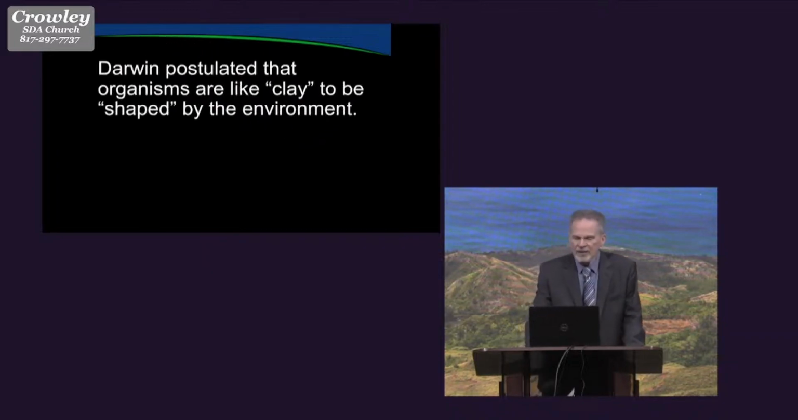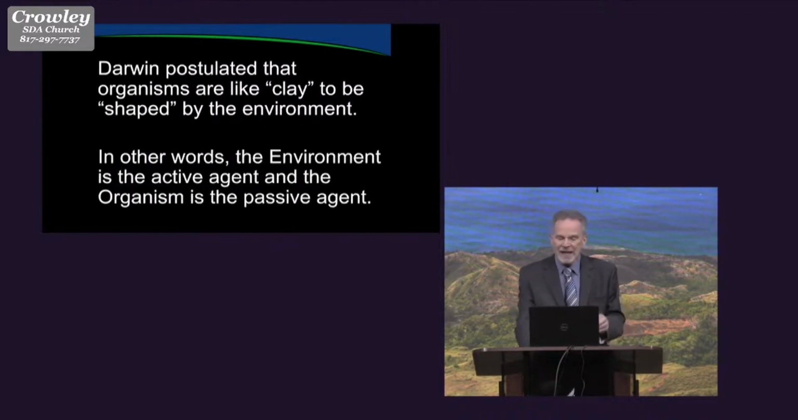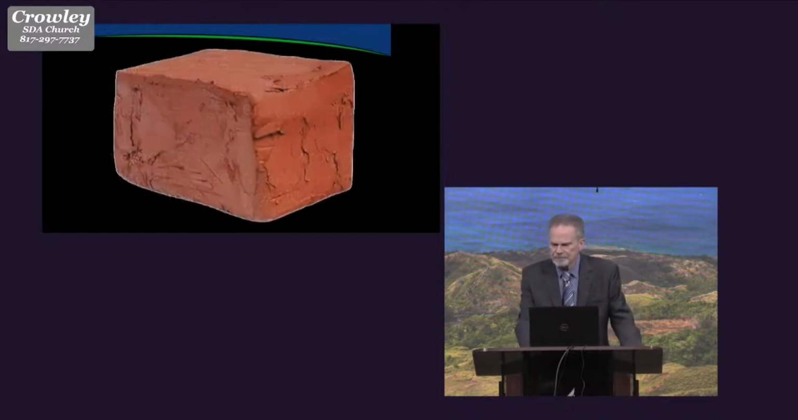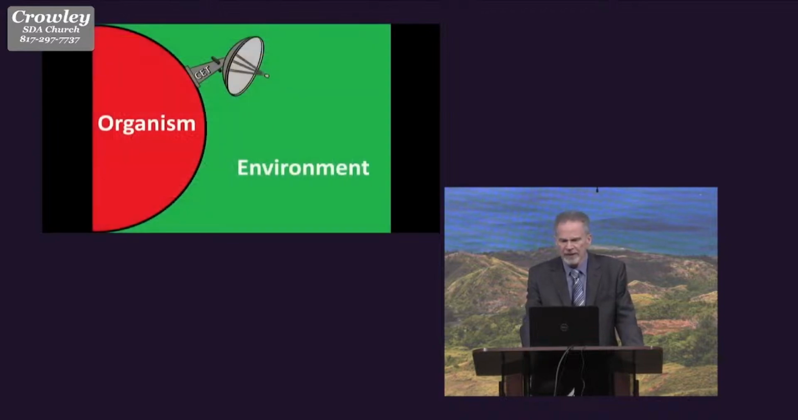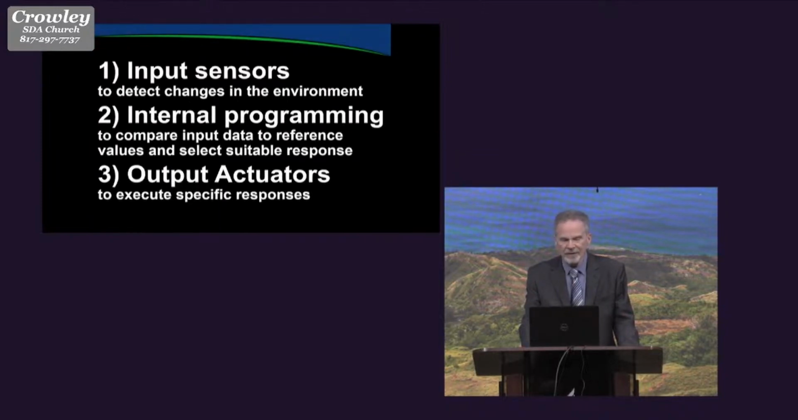Darwin postulated that organisms are like clay to be shaped by their environment. In other words, the environment is the active agent and the organism is the passive agent. That's how Darwin saw things, okay? He saw it more like modeling clay. But we're going to proceed under the premise that the organism responds by sensing the environment, running it across a logic circuit, and then executing output actuators. Internal sensors, input sensors, internal programming, output actuators to direct those functional changes.